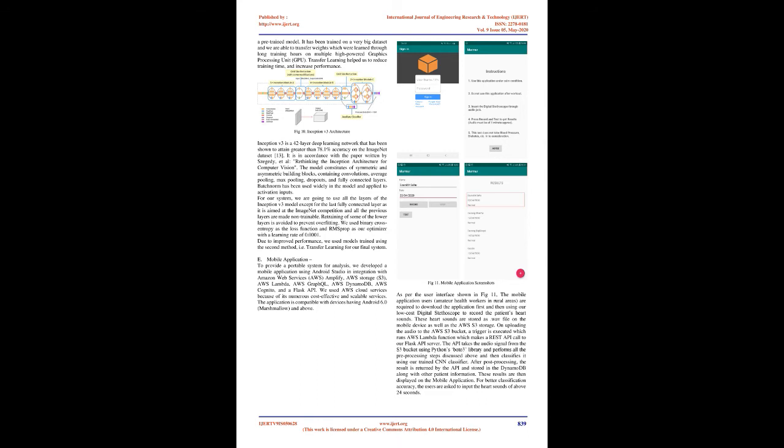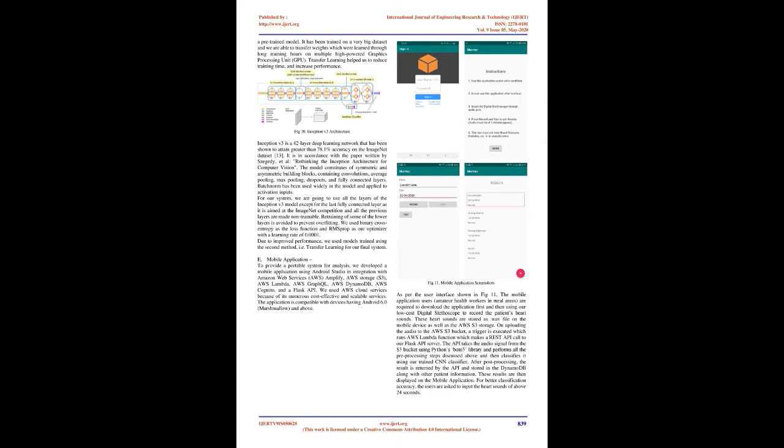Method 2, using transfer learning, Inception v3, for classification. In this method, instead of building our model from scratch, we used the concepts of transfer learning, as we have a relatively small dataset and limited computational resources. We used the Inception v3 model built by the Google Brain team, which is a pre-trained model. It has been trained on a very big dataset, and we are able to transfer weights which were learned through long training hours on multiple high-powered graphics processing units, GPUs. Transfer learning helped us to reduce training time and increase performance.